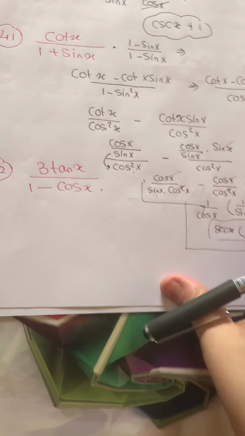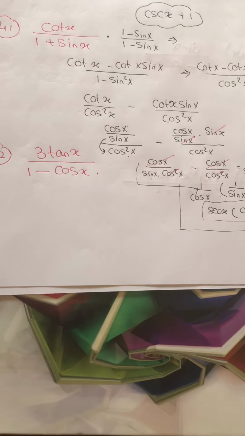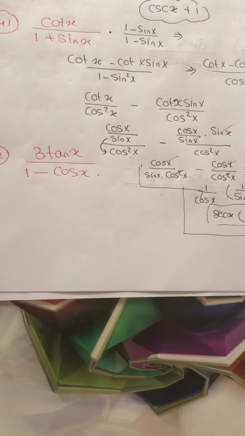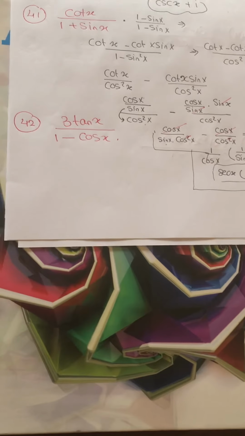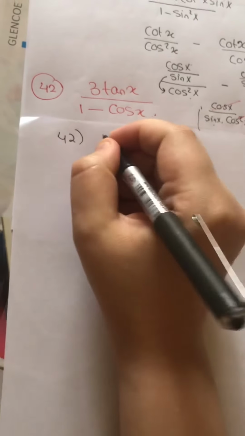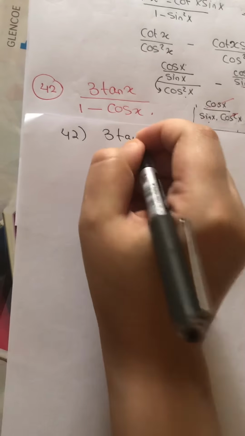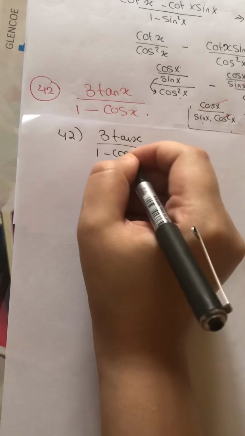Regarding question number 42, I think I need more space for that. So for question 42, I'm going to get another paper maybe, and here I will just write the final answer. For question number 42, the question is 3 tan x all over 1 minus cosine x. Okay, what will I do?